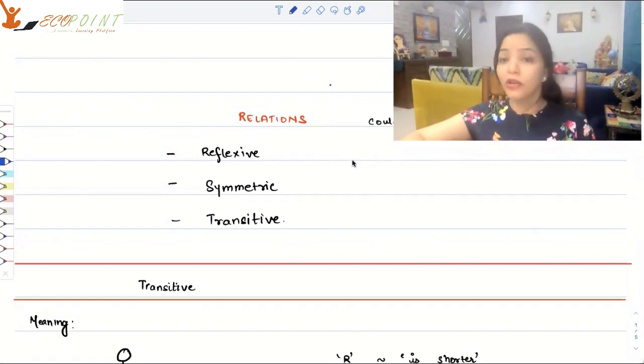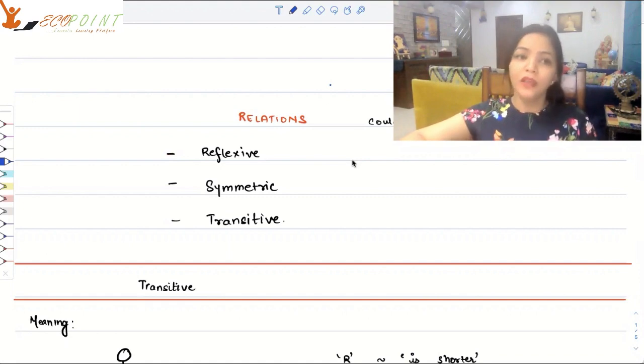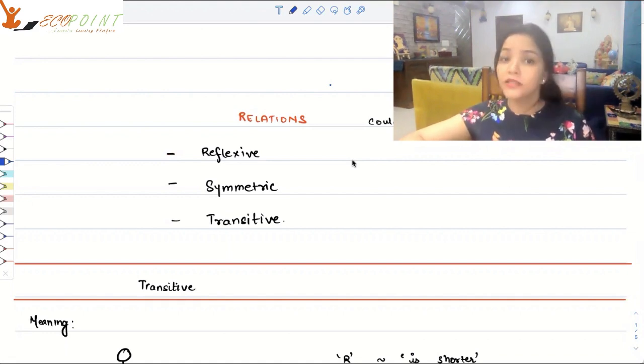Hi guys, welcome to the next lecture. So we were talking about relations on any particular set or between two sets. When we started the topic of relations, I told you guys that relations could be of three types: reflexive, symmetric, and transitive. We've spoken about reflexive relations and terminologies around it. We've spoken about symmetric relations and terminologies around it. Today is the time when we will talk about transitive relations.